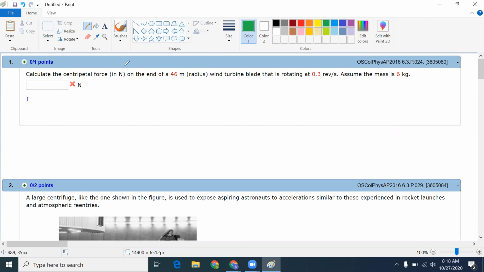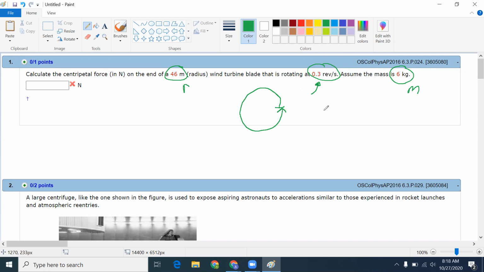All right, so the first one is the centripetal force at the end of a 46-meter wind turbine that is rotating at 0.3 revolutions per second. Assume the mass is 6. So 0.3 revolutions per second. Imagine here's a starting position and it has to complete this circle to do 1 revolution. That speed is 0.3 revolutions per second.